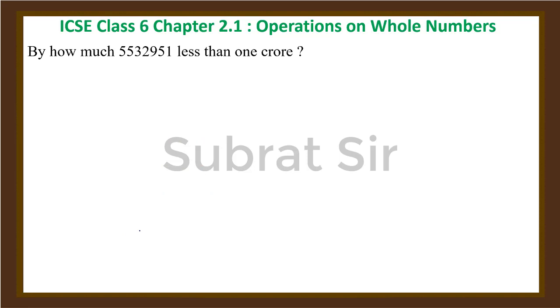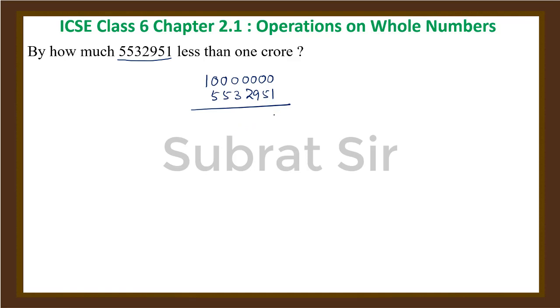By how much is 5532951 less than 1 crore? So we have to subtract this number from 1 crore. Let us write 1 crore first: 1, 2, 3, 4, 5, 6, 7 zeros. Then we will subtract this one: 5, 5, 3, 2, 9, 5, 1.